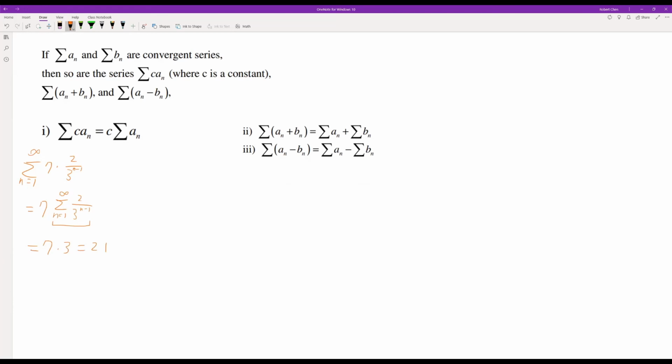Which is 21. Now, same thing with adding or subtracting, right? You can break them up into two separate infinite sums, and then add the sums or subtract the sums as you wish. Okay. And just keep in mind that the sigma notation just means you're adding a bunch of numbers together.